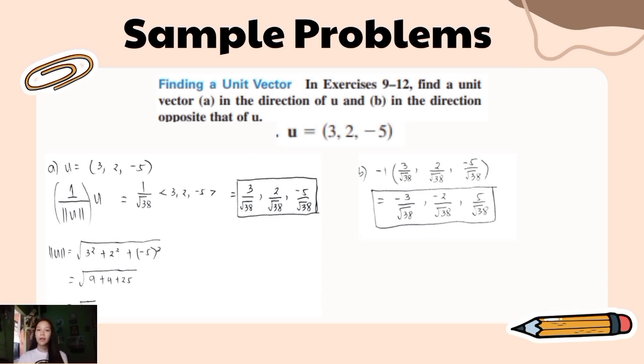Next, we are going to find the unit vector in the direction opposite that of u. Here, it's very simple. We just multiply the unit vector that we gained in the direction of u by negative 1. So we have negative 1 times the unit vector in the direction of u. Negative 1 times 3 over the square root of 38 is negative 3 over the square root of 38. Next, negative 1 times 2 over the square root of 38 is equal to negative 2 over the square root of 38. Next, negative 1 times negative 5 over the square root of 38 is equal to 5 over the square root of 38.